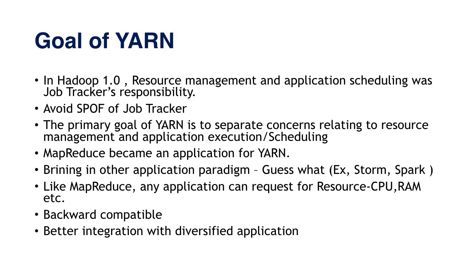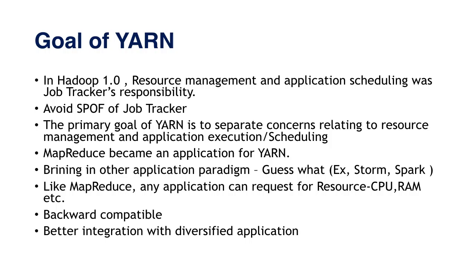If you can recollect from Hadoop 1.0 architecture, the job tracker was doing resource management as well as application scheduling. So that's a single point of failure in Hadoop 1.0 system. Yarn came up with the primary goal of separating these concerns, which are related to resource management and application execution scheduling.